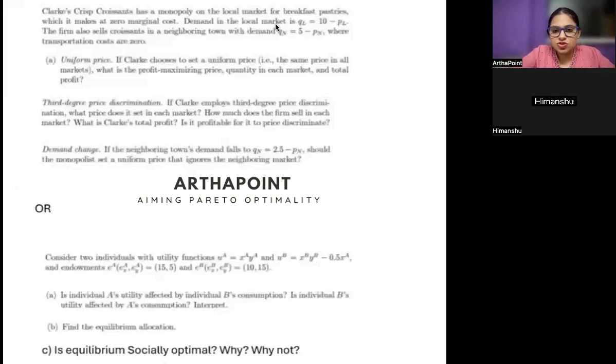Okay, so this is the first question. The first question is from Monopoly. It includes uniform pricing and third degree price discrimination. And this is the second question. The second question is from your general equilibrium. Do one of the two, and then I will discuss with you at 5:45. Okay, ma'am.